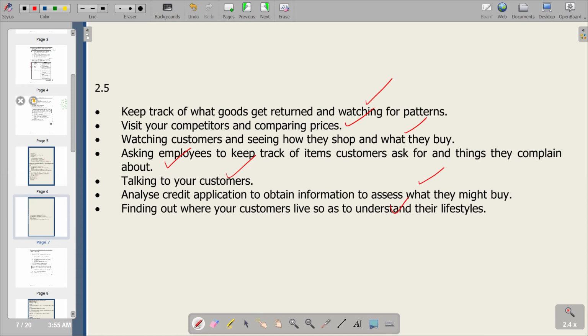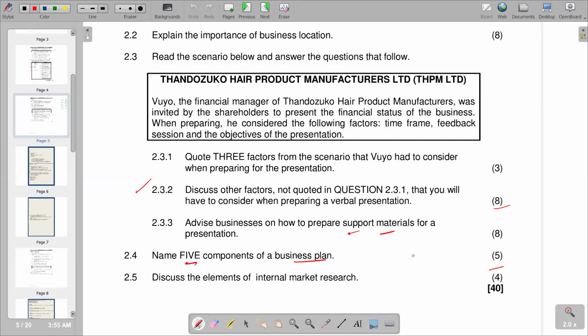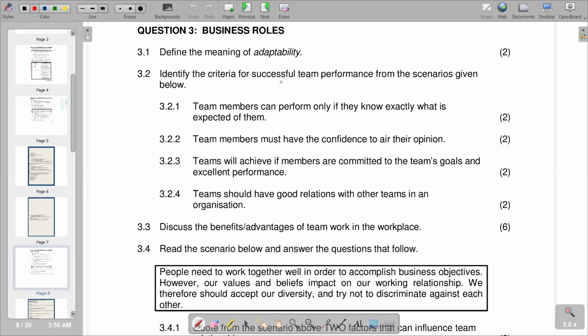So going back to our question, you see that it has marks and it's saying discuss the elements of market research. So basically, at least 2 points can make you get your marks. Then we go to the next question. Remember, this was our question 2, so we're going to the next question, which is going to be our question 3, and it's on business roles.